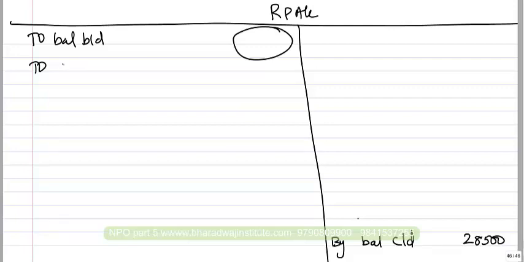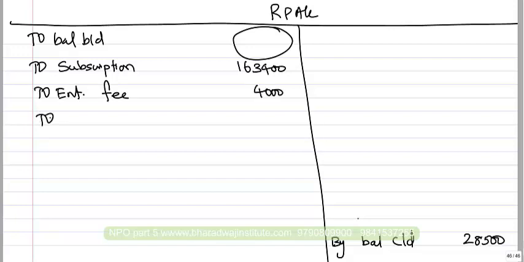What are the incomes received? Subscription received how much? Then entrance fees 4,000. Then contribution for dinner. For this, no adjustment is given. If it is not given, we can assume that whatever is income is collected.